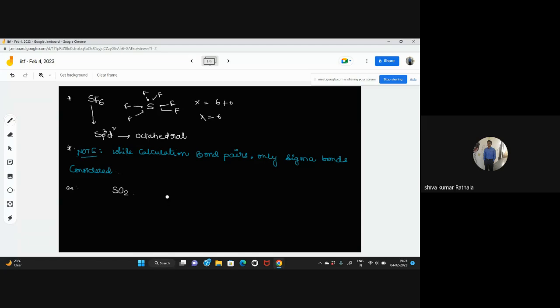See, sulfur, how many electrons are there? 6 electrons again. And each oxygen, how many bonds can it form? A bent shape, sir, it will be.